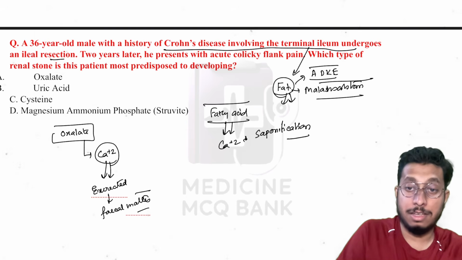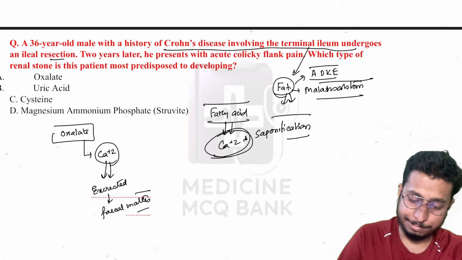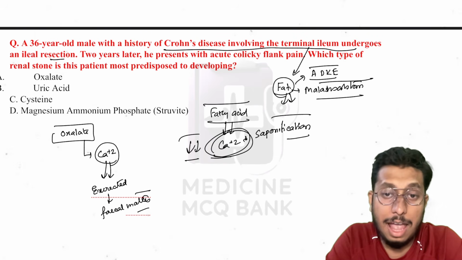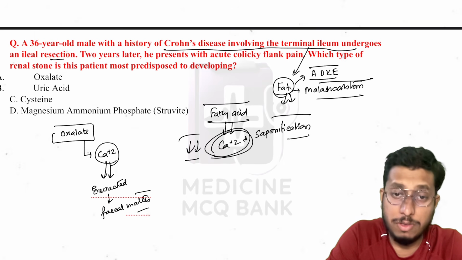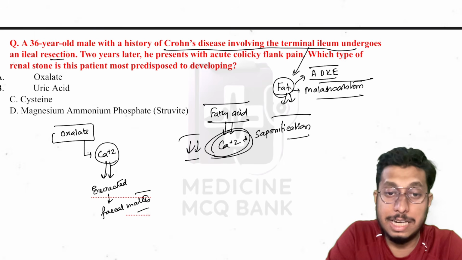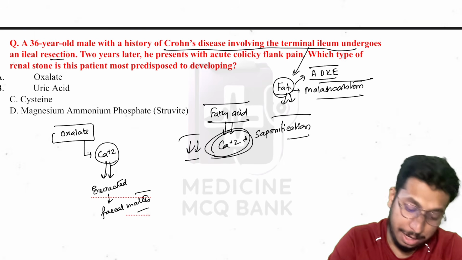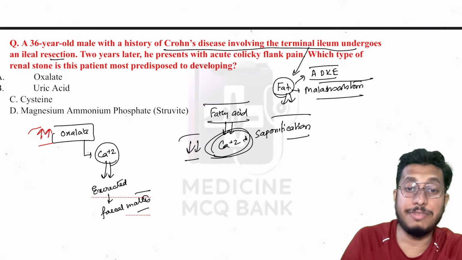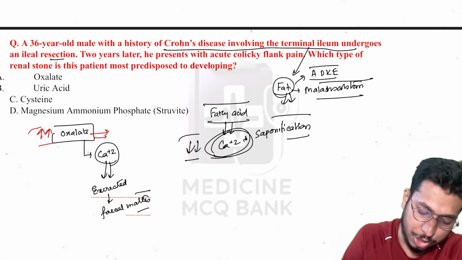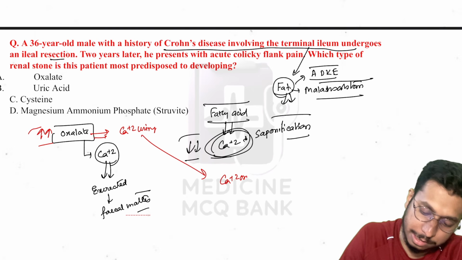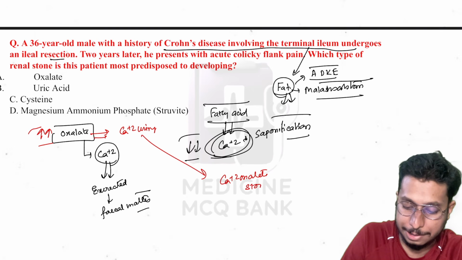So what is the effect? Since the calcium is bound to the fat, it is no longer available to bind with the oxalate. So it leaves a high concentration of free soluble oxalate, and this free oxalate goes into the bloodstream to the kidney, where it binds with urinary calcium, resulting in calcium oxalate formation, stone formation in the kidney.